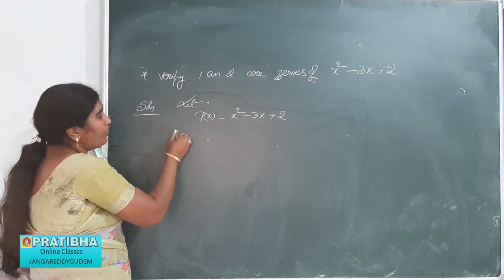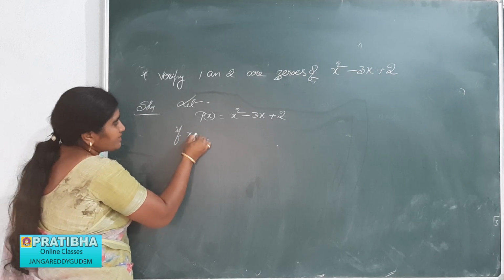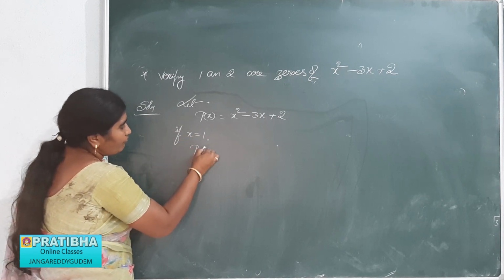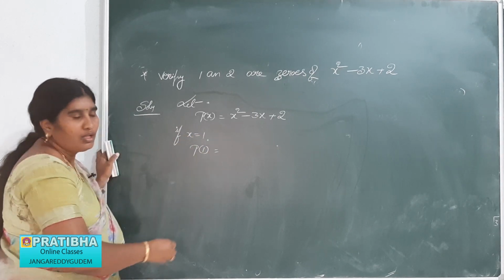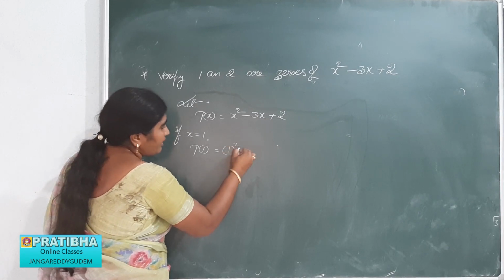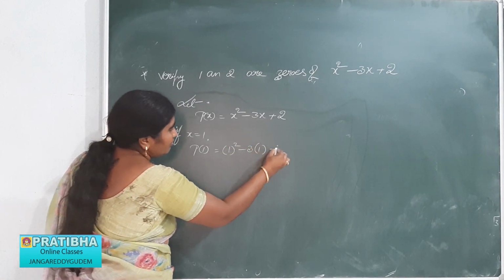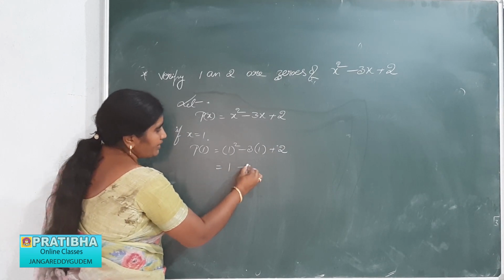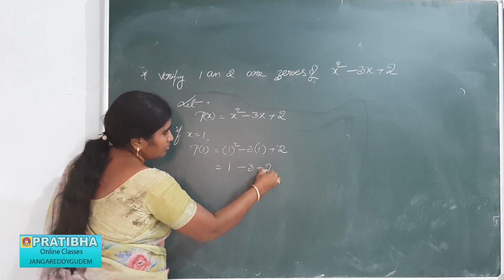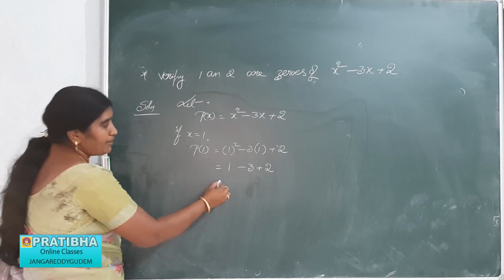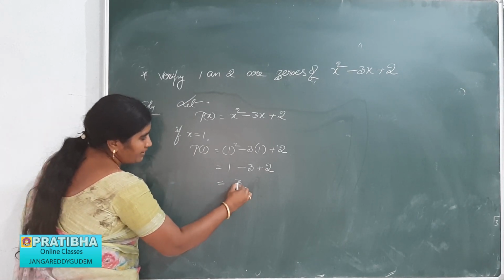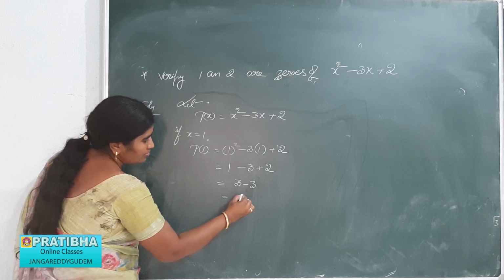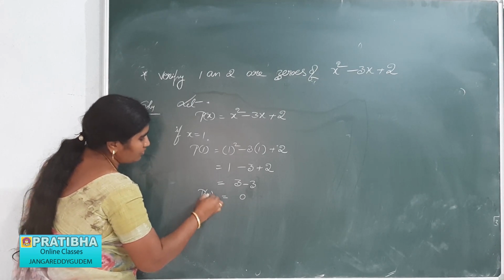If x equal to 1, p of 1 equal to 1 square minus 3 into 1 plus 2. 1 square equal to 1, minus 3 plus 2. 1 plus 2 equal to 3. 3 minus 3 equal to 0. P of 1 equal to 0.